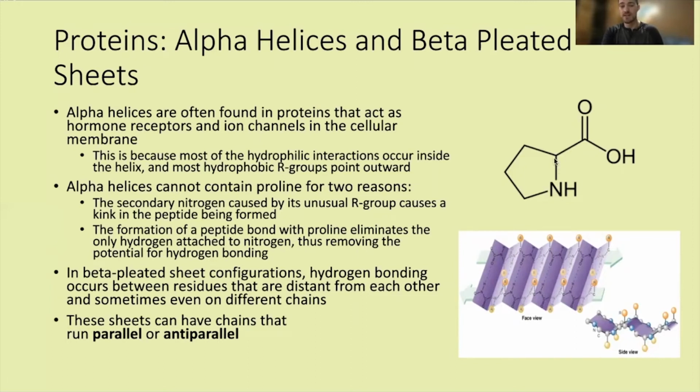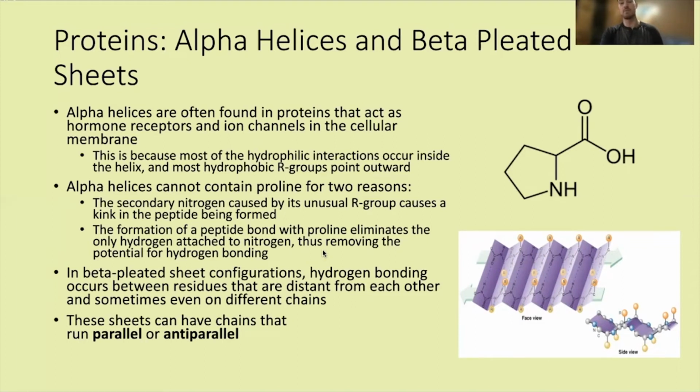First, the secondary nitrogen, caused by its unusual R group, causes a kink in the peptide being formed. Because of this secondary nitrogen, it can't form those straight long chains that the other amino acids can, just because of the geometry of that secondary nitrogen. So it causes a kink, which makes it very difficult to form certain motifs, especially the alpha helix.